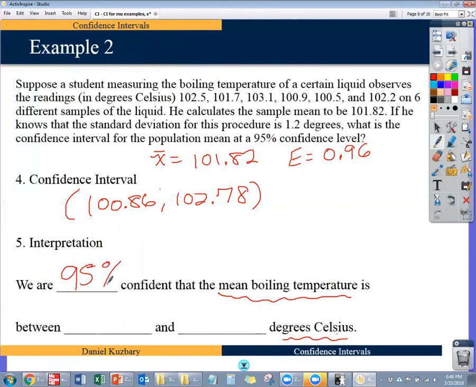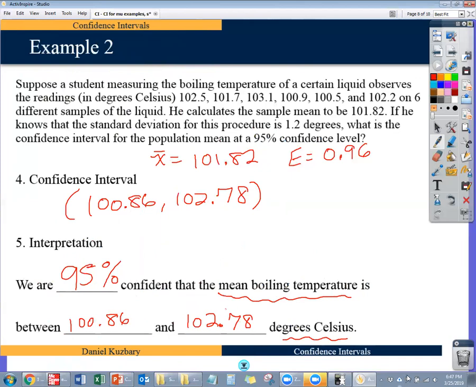I'm 95% confident that the mean boiling temperature is between 100.86 and 102.78, and that's what I'll tell people. I'm pretty sure, I'm 95% confident it's between this number and this number, which is pretty nice.